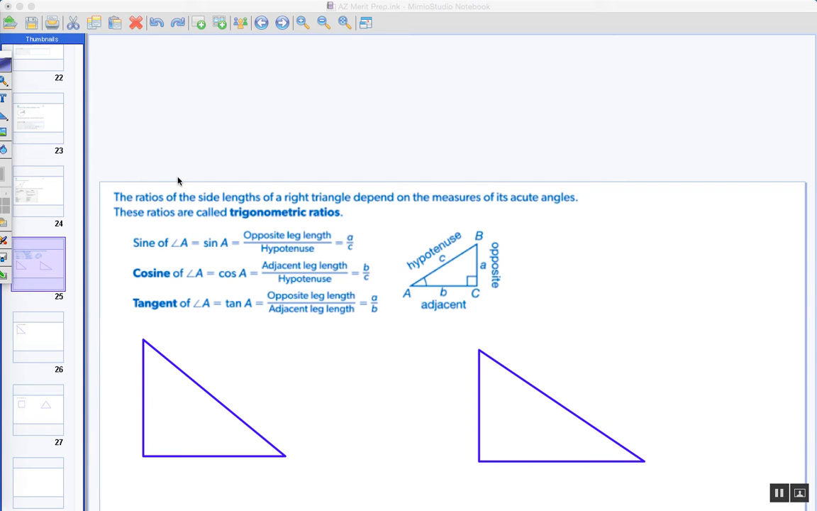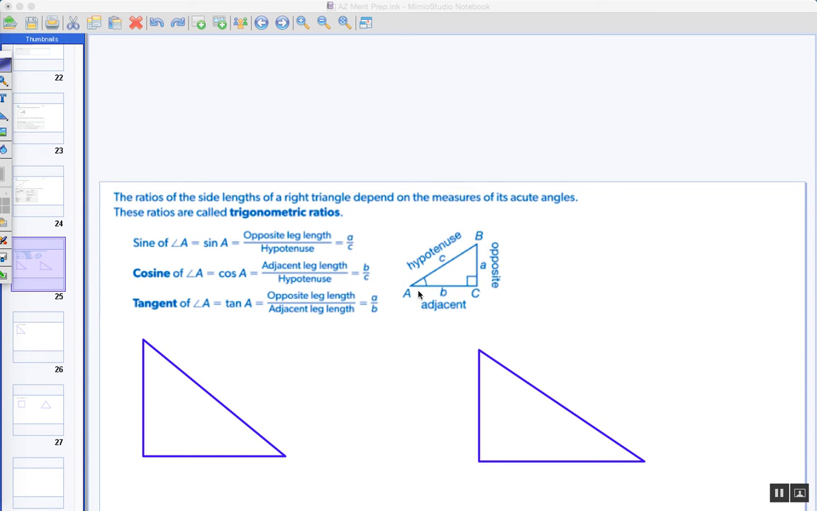The focus of this lesson is right triangle trigonometry. So we're going to start by reviewing our trig ratios for sine, cosine, and tangent. The sine of an angle is equivalent to the ratio of its opposite leg to its hypotenuse. Cosine is the ratio of its adjacent leg to its hypotenuse, and tangent of an angle is the ratio of its opposite leg to its adjacent leg.